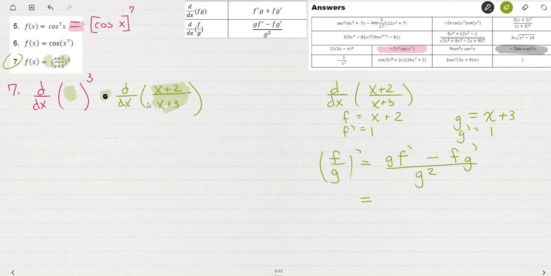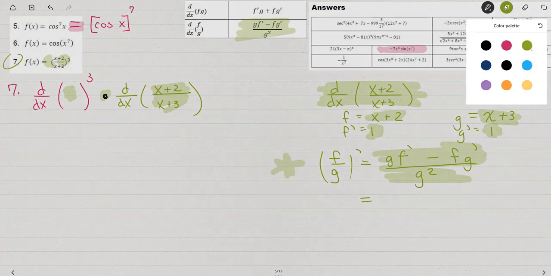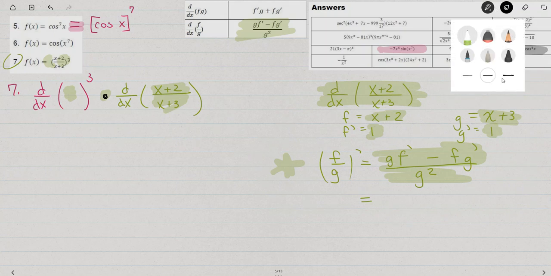Off to the side, let's talk about the derivative of this quotient. To do the derivative of a quotient, I'm going to note that the f function, the numerator, is x plus 2. The derivative of x plus 2 is 1. The g function, the denominator, is x plus 3, and the derivative of x plus 3 is 1. And I'm going to write this formula out each time. I know it's right here in front of me, but I find it really beneficial to write it each time, because then it's almost like a foolproof method. I can't go wrong, or at least it's pretty challenging to make a mistake at this point.